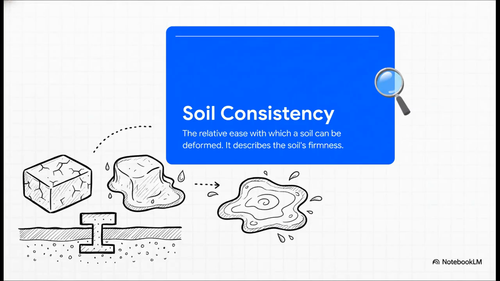Consistency is basically just an engineer's word for firmness. The best way to think about it is with a piece of clay, right? When it's totally dry, it's hard, it'll break. Add a little water, and suddenly it's workable. It's plastic, you can shape it. Add way too much water, and what do you get? A soupy liquid mess. That whole journey from hard to liquid, that is consistency.